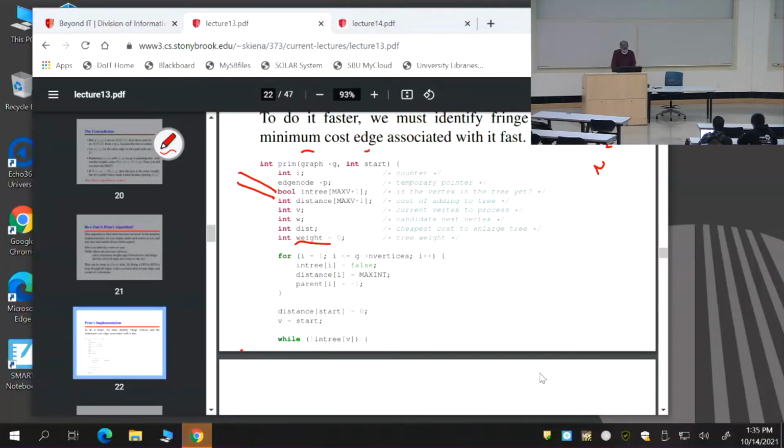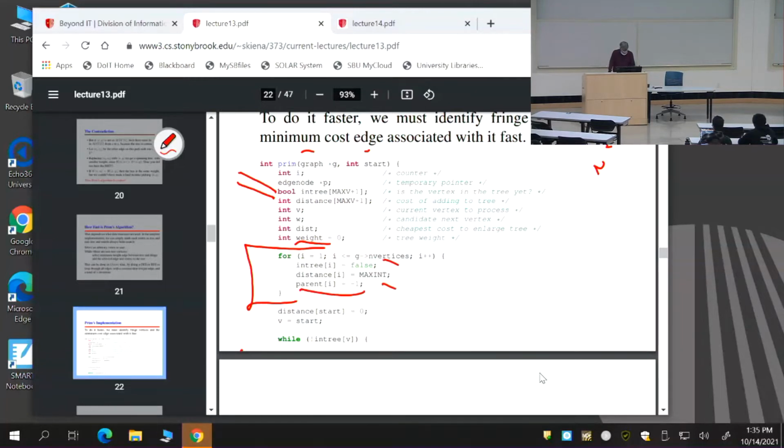So what is my Prim's algorithm? Initially, for every vertex, is it in the tree? No, it's not in the tree. What's the distance to get vertex I into the tree? Well, right now I don't know anything at all. It's infinite cost to get you into the tree. If the graph was disconnected, what's the cost of getting you into the tree? It would be infinite. So that's what I'm initializing it to.